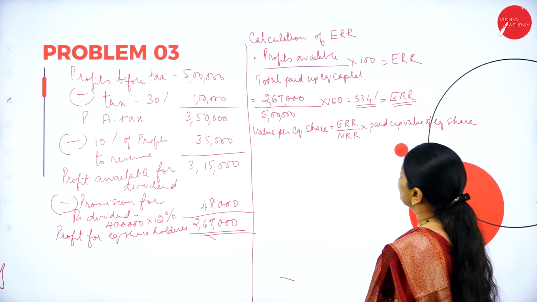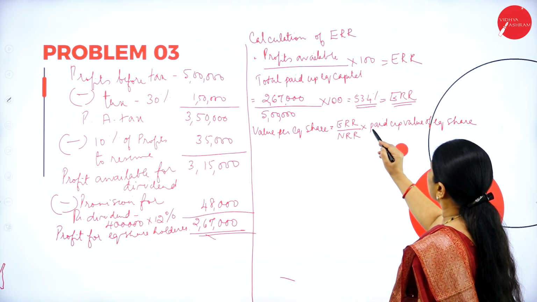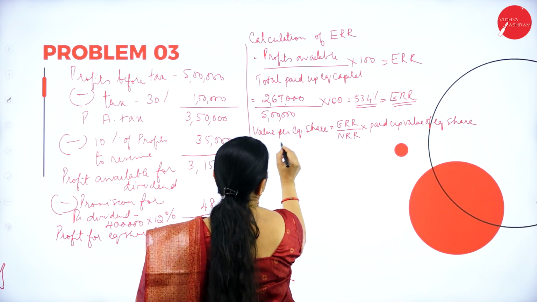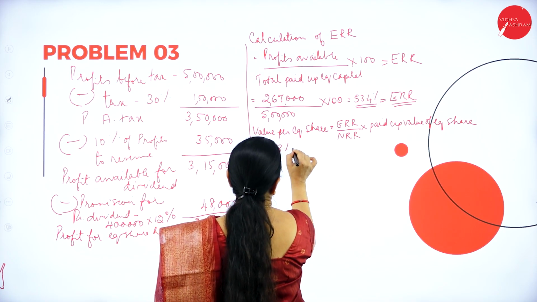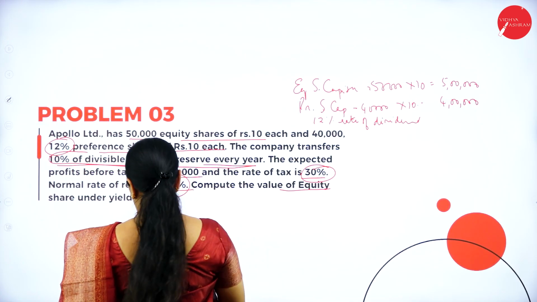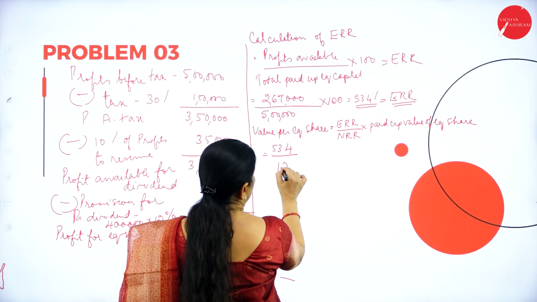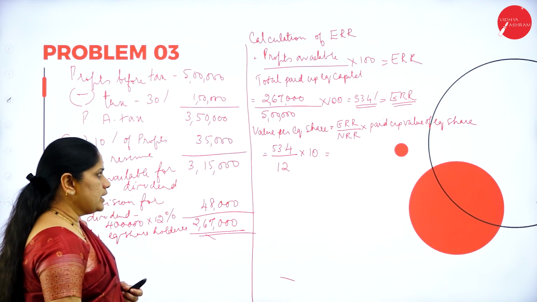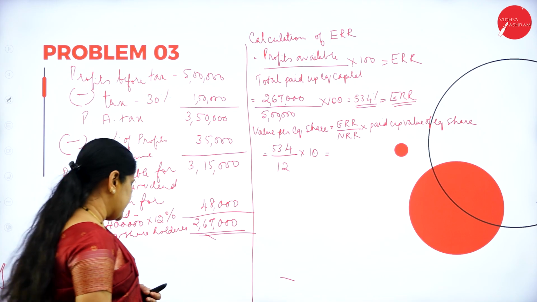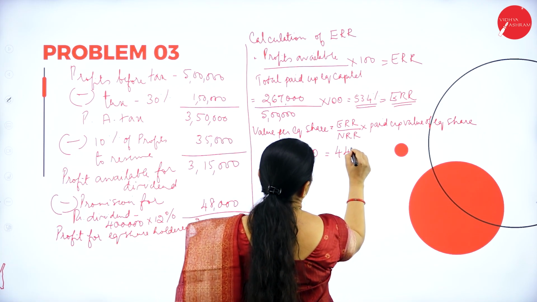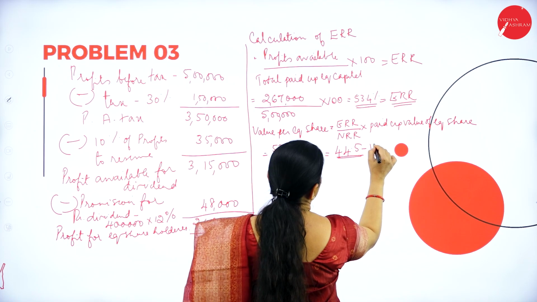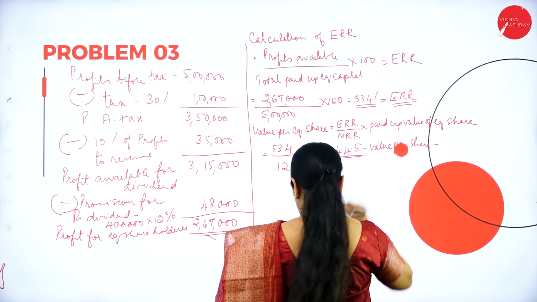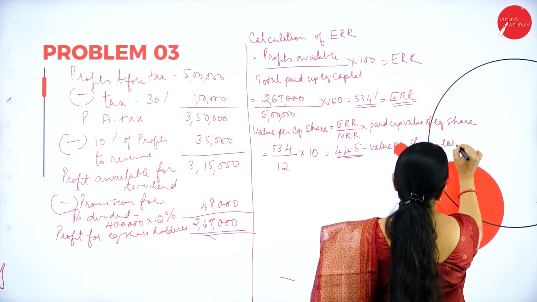So, value per equity share equals ERR by NRR into paid up value of the equity share. Now, we all know that the equity ERR value is 53.4, NRR is 12% into paid up value is 10. Now, 53.4 divided by 12 into 10. So, this is equal to 44.5. This is the value per share as per the earning yield method.